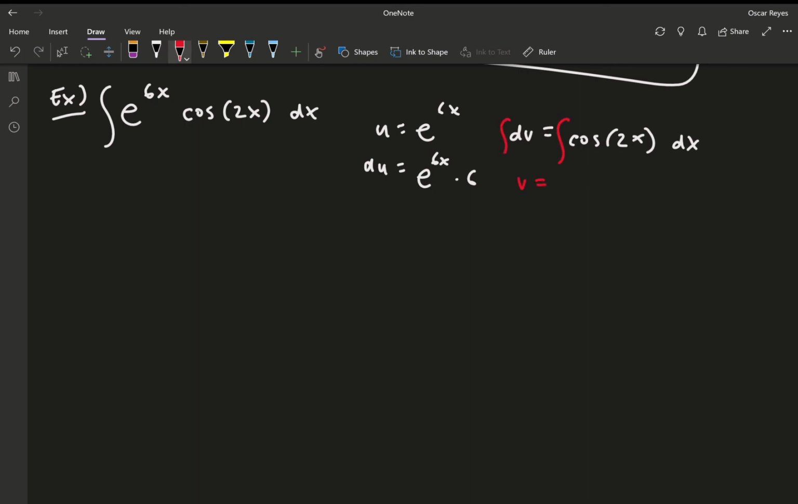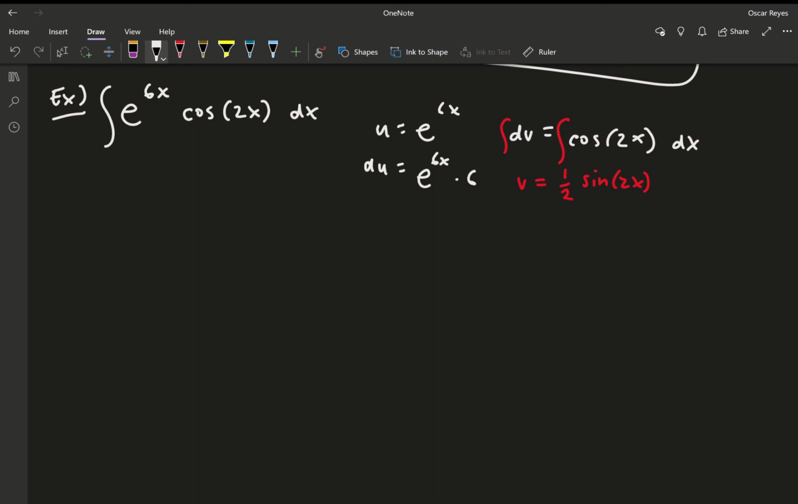We're going to have v is equal to, well, in this case, I can tell you what it's going to give you. It's going to give you 1/2 sine of 2x, right? Because sine gives us cosine, so then cosine of 2x. But we have an extra 1/2 because of the possible chain rule.